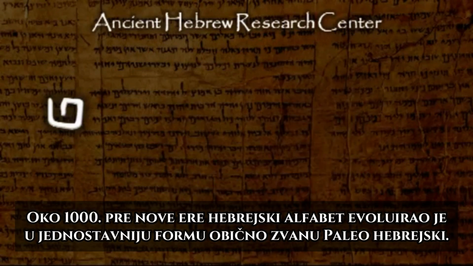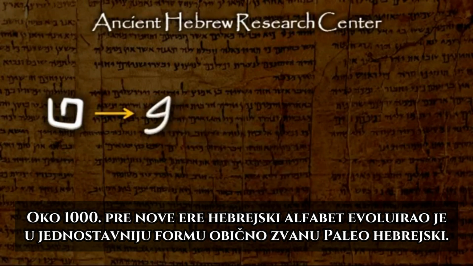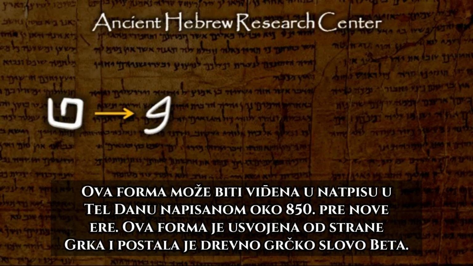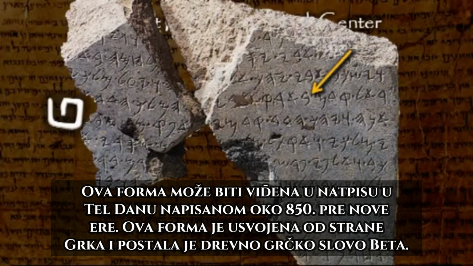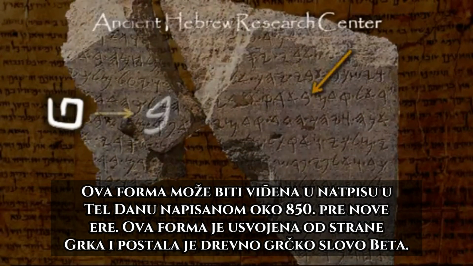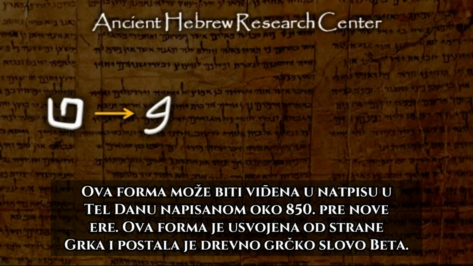Around 1000 BC, the Hebrew alphabet evolved into a simpler form, usually called Paleo-Hebrew. This form can be seen in the Tel Dan inscription that dates to about 850 BC. This form of the letter was adopted by the Greeks and became the ancient Greek letter Beta.